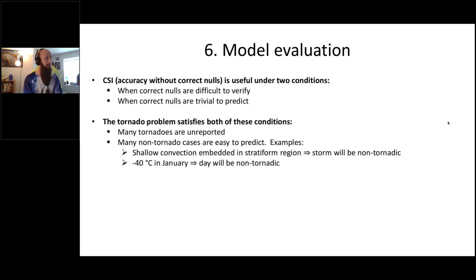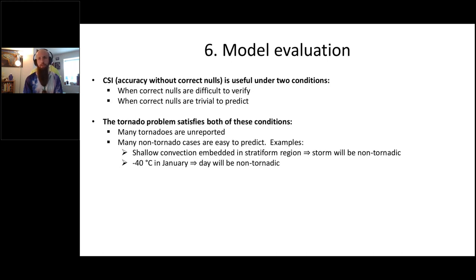And CSI, the accuracy without correct nulls, is useful under two conditions, probably more, but these are what I see as being the main two. When correct nulls are difficult to verify, or when correct nulls are trivial to predict. So for the tornado problem, we have both of these conditions. Correct nulls are often difficult to verify because many tornadoes go unreported. So if you don't have a report, that doesn't mean you didn't have a tornado.